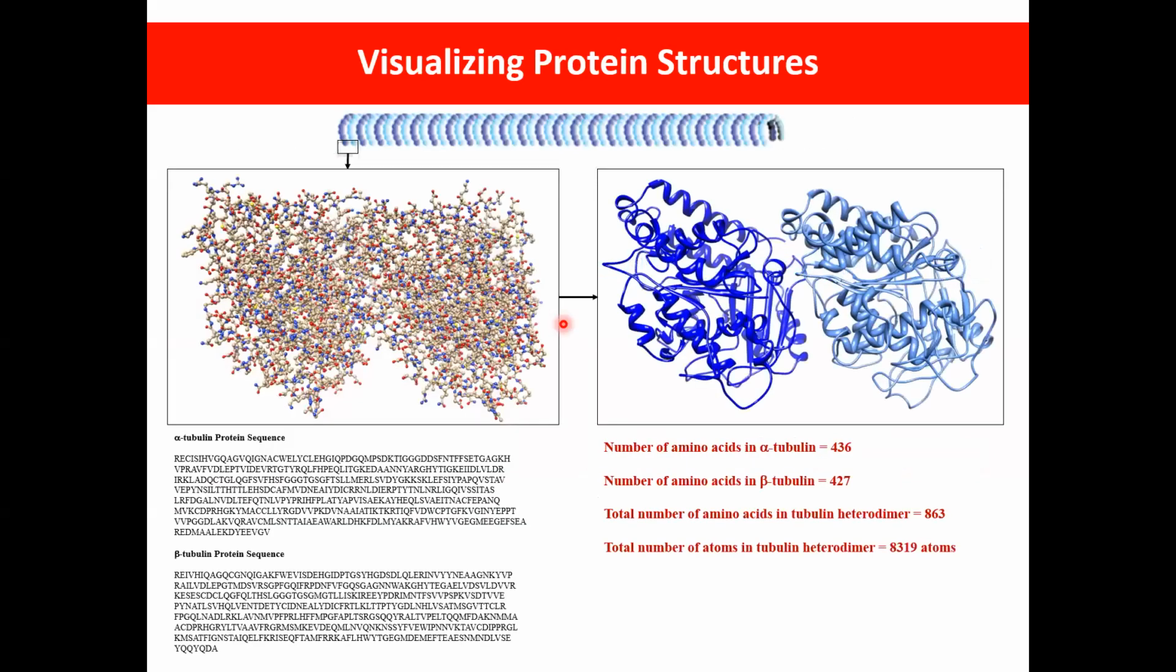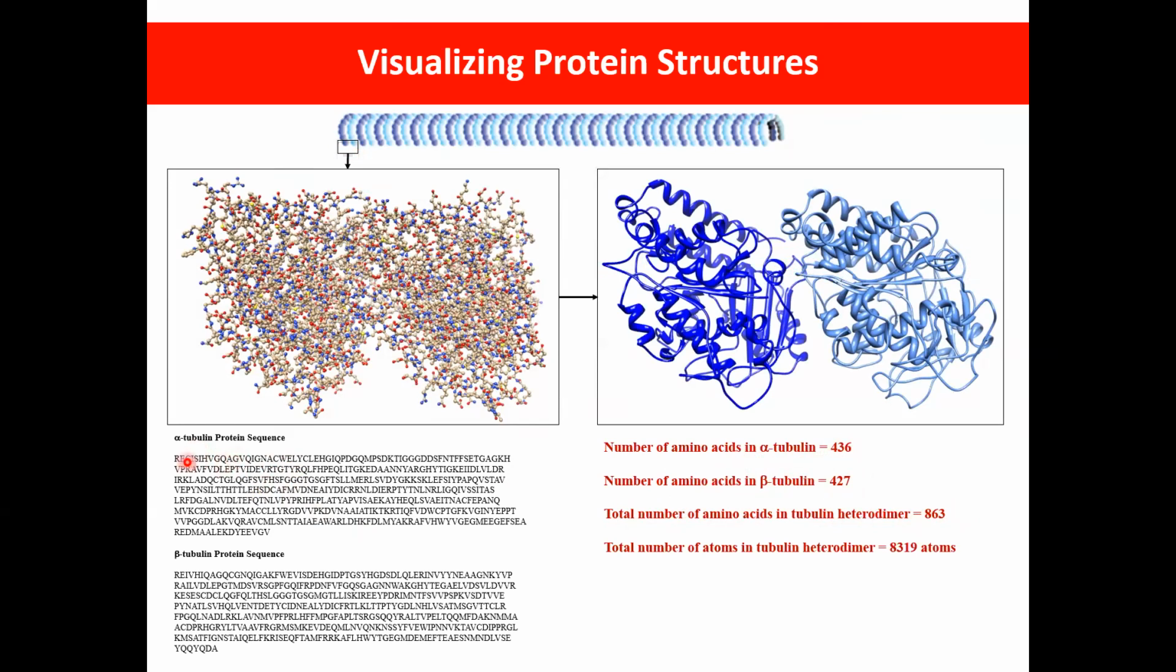And if you look at each of these proteins, so let's say alpha monomer and beta monomer. So this alpha beta heterodimer, if you look at this, it consists of a large number of amino acids. The total number of amino acids in a tubulin heterodimer is 863. Alpha tubulin itself has 436 amino acids and beta tubulin has about 427 amino acids.